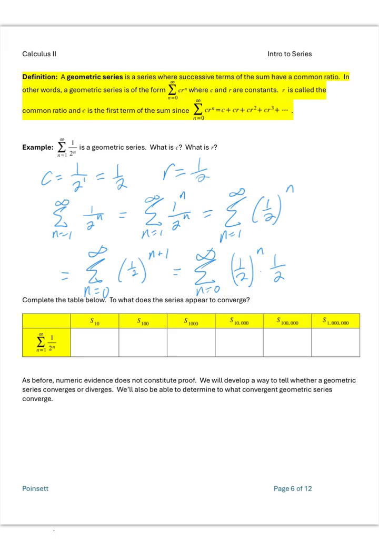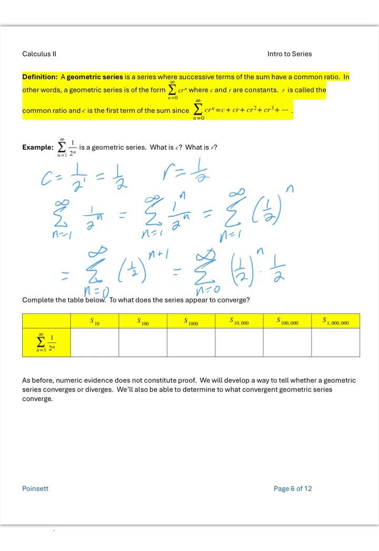Now that we've found c and r for this geometric series, let's explore it a little bit further. First, we'll do that numerically. So we are going to complete the table below, and we want to see what the series appears to converge to. Again, this notation, S sub 10, S sub 100, is your partial sums notation. So S sub 10 means the sum of the first 10 terms, S sub 100 is the sum of the first 100 terms, and S sub 1 million, for example, is the sum of the first 1 million terms of the series.